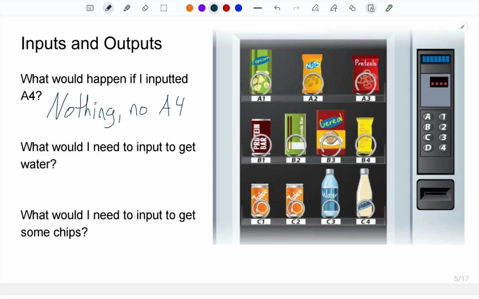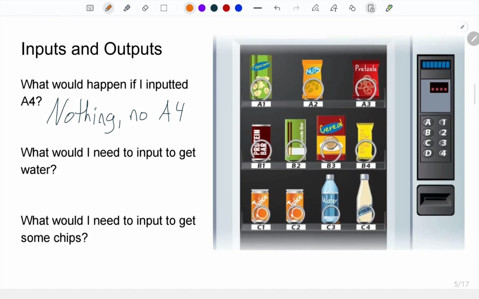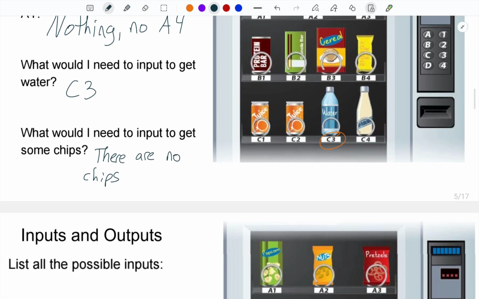What would I need to input to get water? Well, then you just need to look at where is water. Water is down in the bottom there, C3. So there is a number that would get you the water. What would I need to input to get some chips? Well, if you take a look across the entire vending machine, there are no chips actually. It's not part of the vending machine. There is no output that is chips. And these two concepts, the first and the last question here, the fact that there's no A4, the fact that there are no chips, is going to lead us directly into what we think of as domain and range.